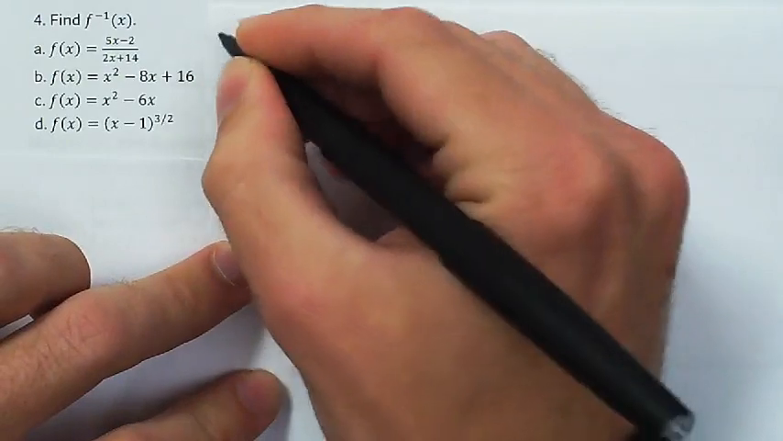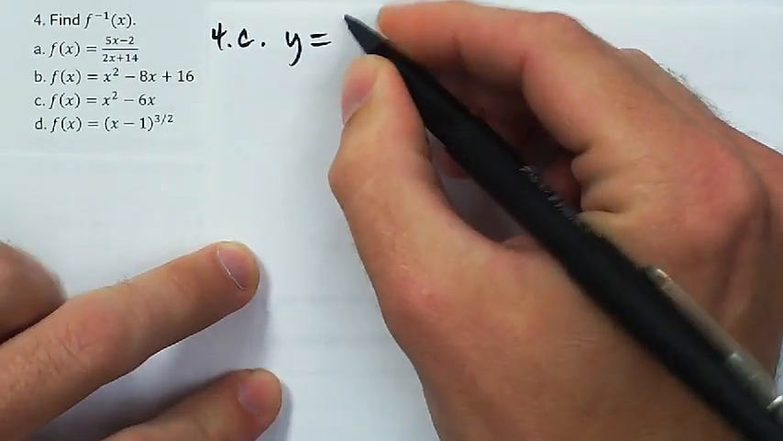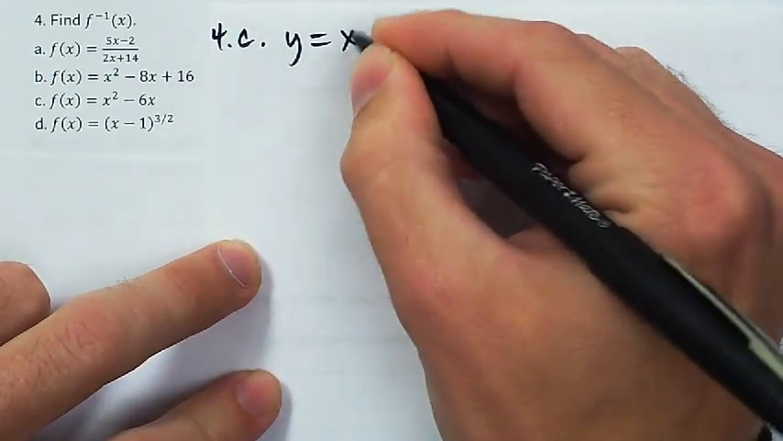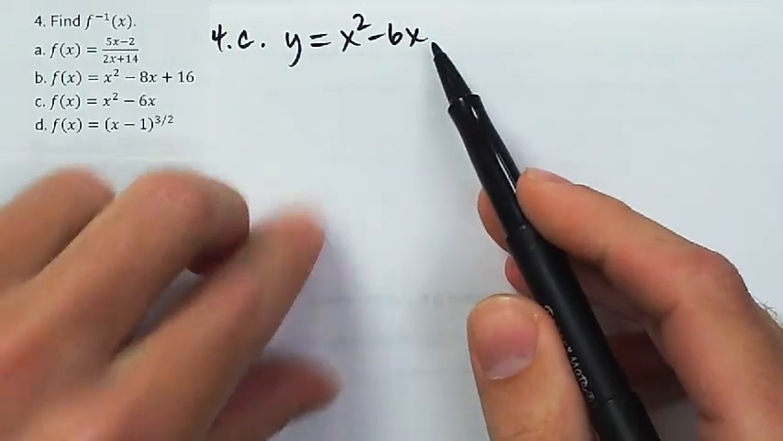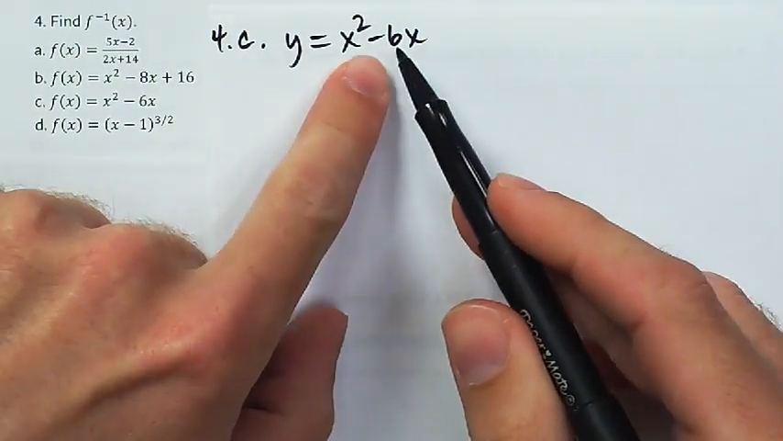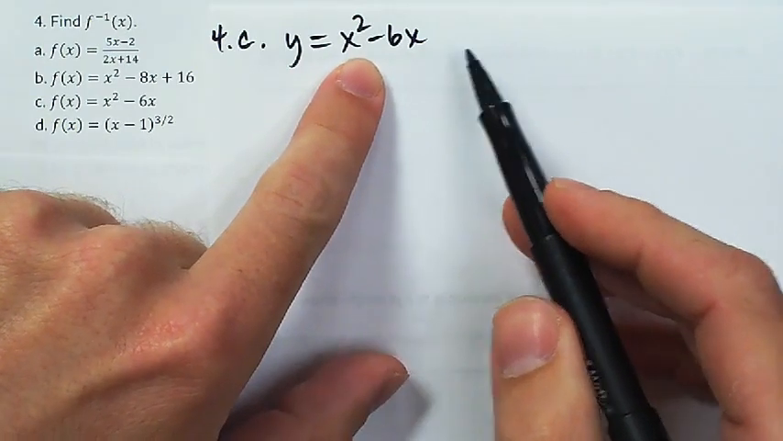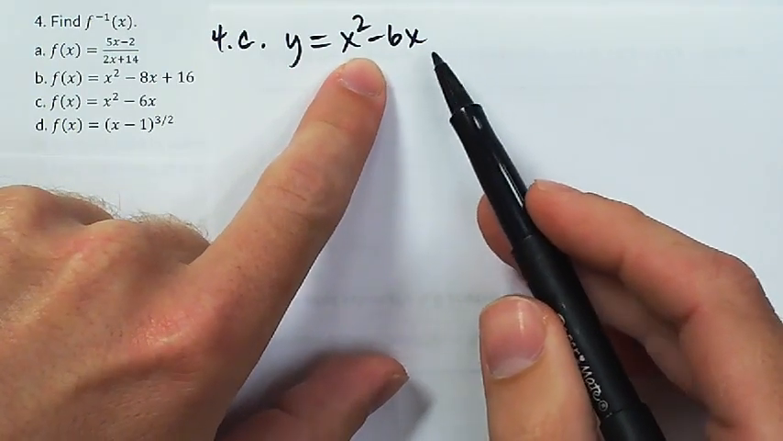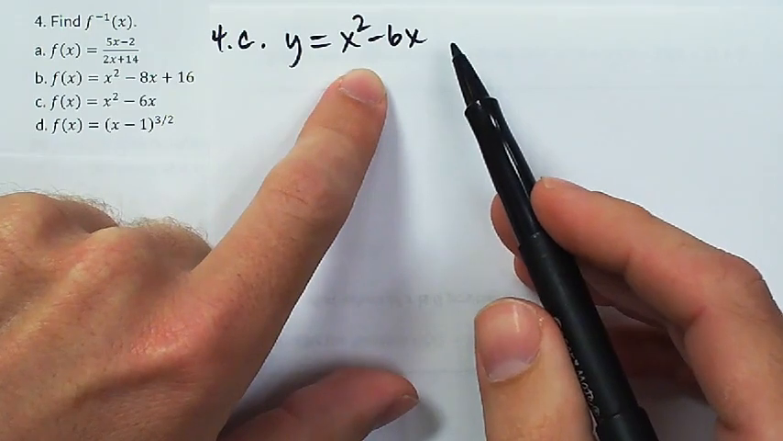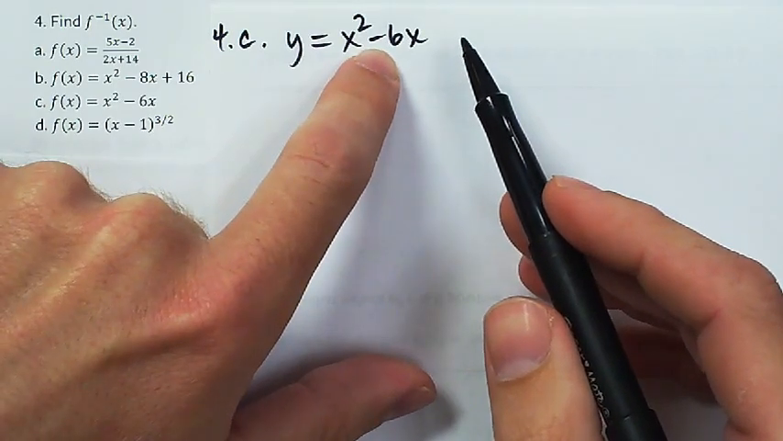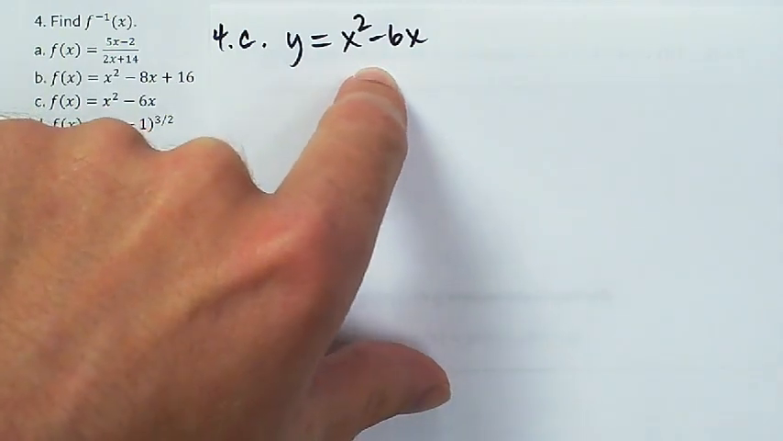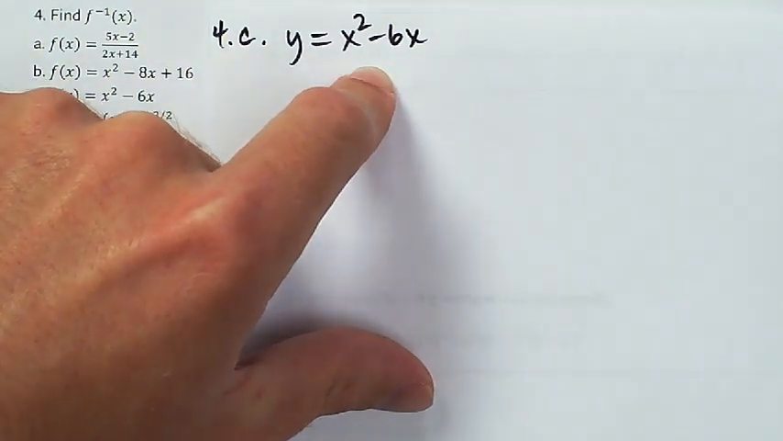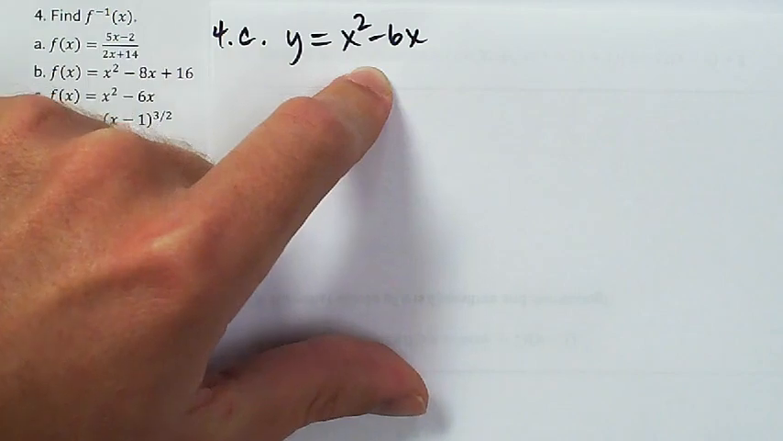So y equals 4c, x squared minus 6x. And what I need to do is add the same number to both sides to make this a perfect square trinomial. I know it's been a really long time, but I'm starting to review for the final exam too, and I need to remember how to complete the square. So I take the negative 6, divide it in half, that would be negative 3, and then I'll square negative 3. So what I'm going to need to add to both sides is a 9.